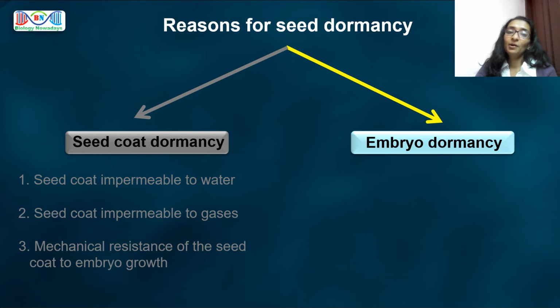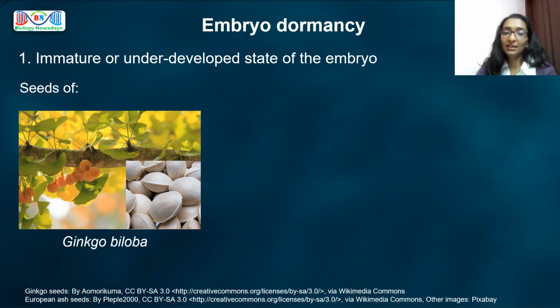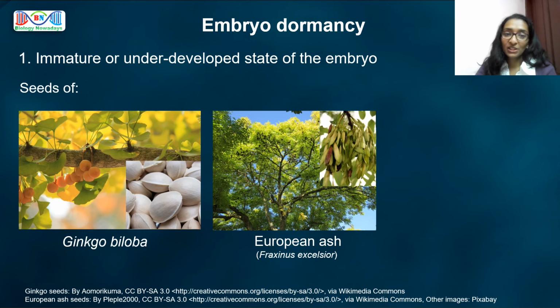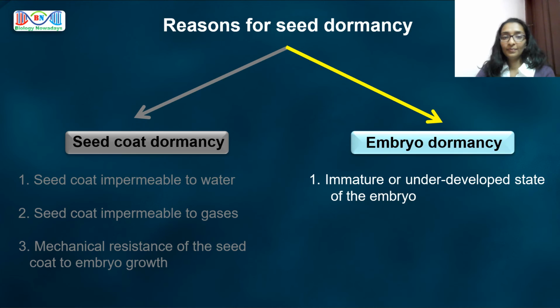Now let's discuss embryo dormancy. It may be due to an immature or underdeveloped state of the embryo at the time when seeds are shed from a plant. For example, in plants like Ginkgo biloba, European ash, and many orchids, the embryo is unorganized when the seeds are shed. These seeds will germinate only after the embryo attains full development.